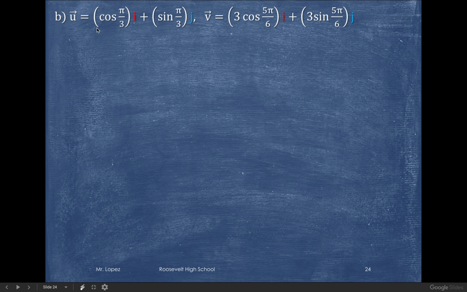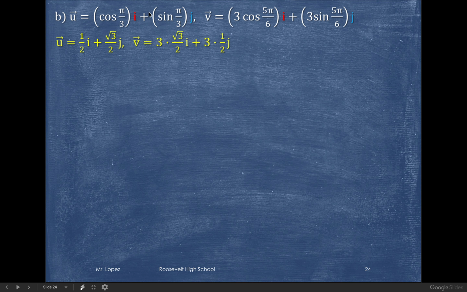Problem B. You have this vector here in linear combination form. So this looks a little more difficult, but it's not. It's just a lot more work. What I'm going to do is actually get numbers for each one of these. So let's start with this one. Cosine of pi by 3 is the same as, well, pi by 3 is 60 degrees. The cosine of 60 degrees is 1/2.